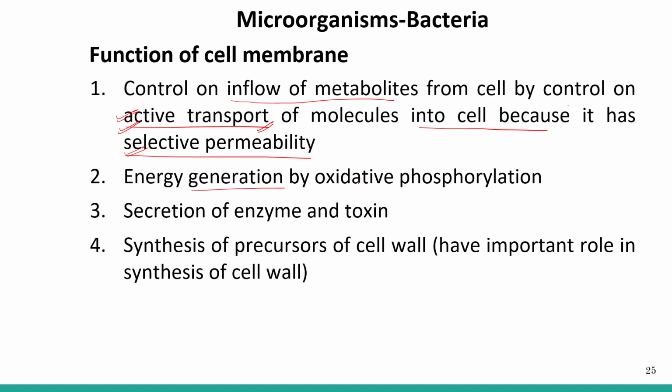Energy generation by oxidative phosphorylation. So the cell membrane, or the plasma membrane, of the bacteria is also concerned with energy production, taking part in the oxidative phosphorylation reaction, secretion of enzymes and toxic chemicals, and synthesis of the precursors of the cell wall. So what are the precursors of the cell wall? Okay, those also get synthesized by the cell membrane and have an important role in the synthesis of the cell wall.